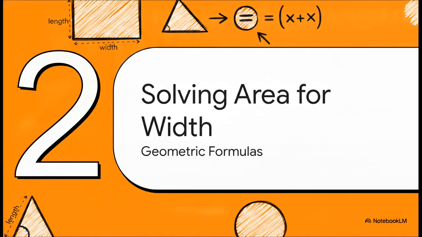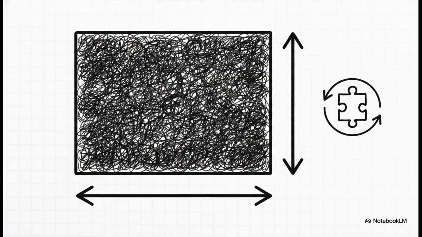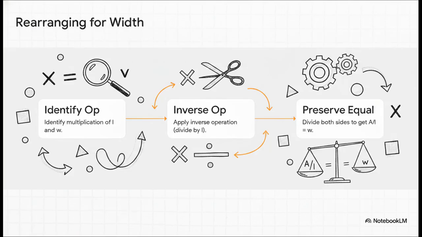Moving on to part 2, solving area for width. Let's look at this classic formula for the area of a rectangle. We've got capital A for area, which equals L, the length, times W, the width. Now, as it's written right here, it's perfectly set up to find the area. But what if we already know the area and the length, and we actually want to find the width? Well, we need to rearrange it. Here is exactly how we do that.